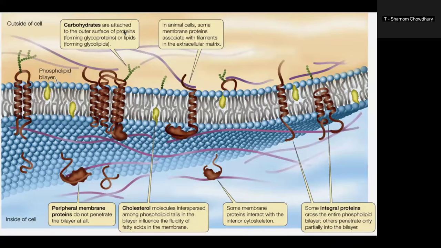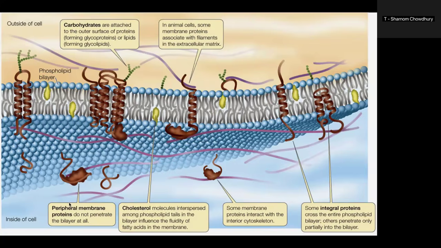So this is what's known as the fluid mosaic model. There are several proteins, several lipids, etc., involved in maintaining our phospholipid bilayer. So we'll start with carbohydrates. Carbohydrates are often attached to the outer surface of proteins, forming glycoproteins, or the outer surface of lipids, forming glycolipids.